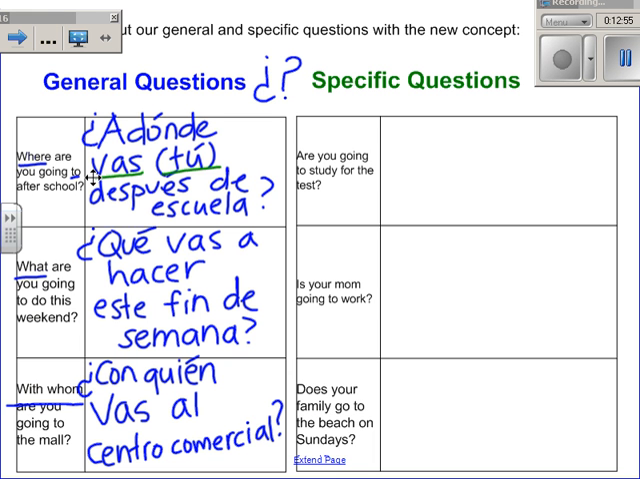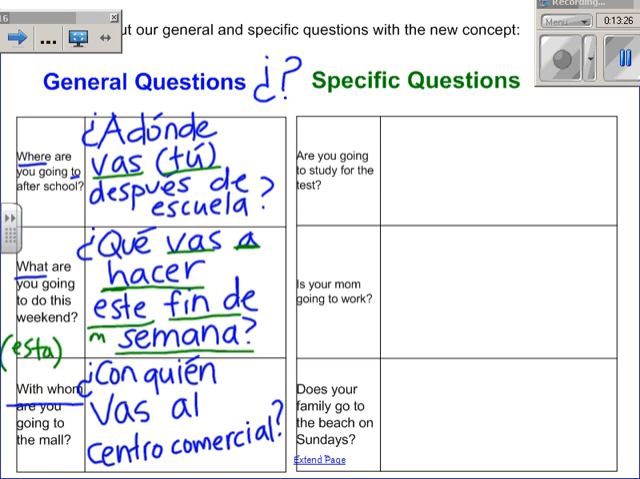¿Qué vas a hacer este fin de semana? What are you going to do this weekend? ¿Qué vas a hacer? We're using ir plus a and infinitive. Remember, we can't really hear the difference between these 2 because it rolls together. ¿Qué vas a hacer este fin de semana? Este meaning this, right? Also, esta means this. They both do, but fin de semana is masculine, so we use that masculine form of this. ¿Qué vas a hacer este fin de semana?